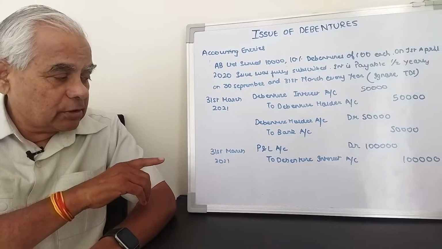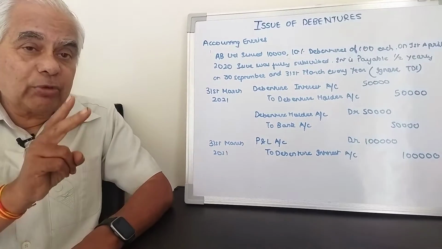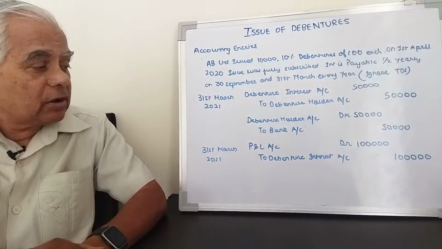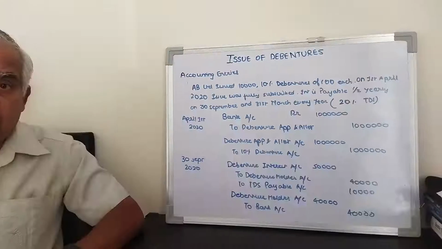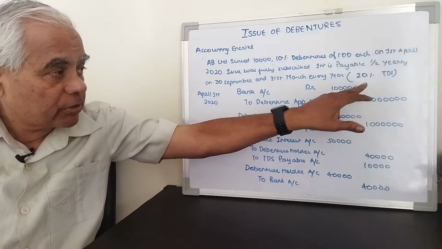Last entry, same date, profit and loss account debit to debenture interest 1 lakh. Twice we paid the interest, 50,000 in a year, so total amount 1 lakh, of course narration being transferred. Same problem we try to see TDS 20%.